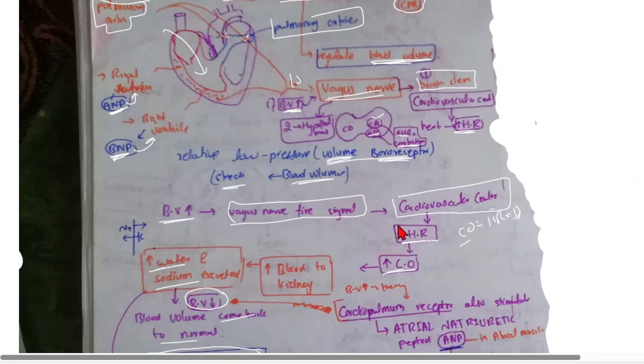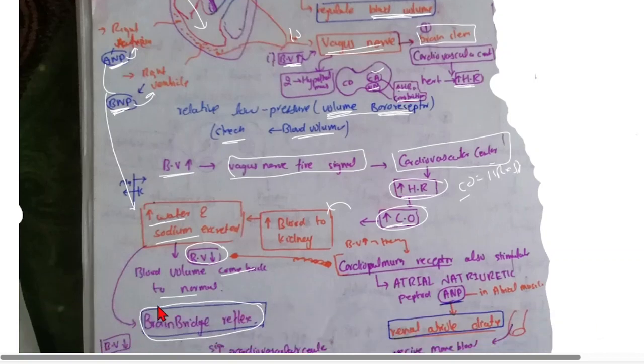So the cardiovascular center increases the heart rate and cardiac output. When the cardiac output increases, blood to the kidney also increases, and more water and sodium are excreted. You have to remember that ANP and BNP increase water and sodium excretion. As a result, the blood volume decreases and comes back to normal.